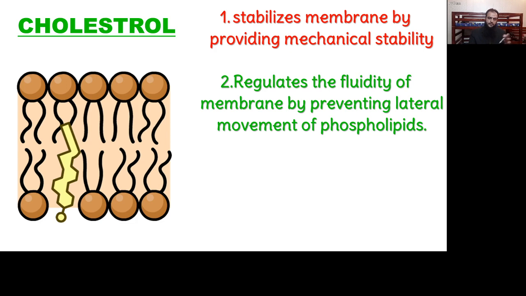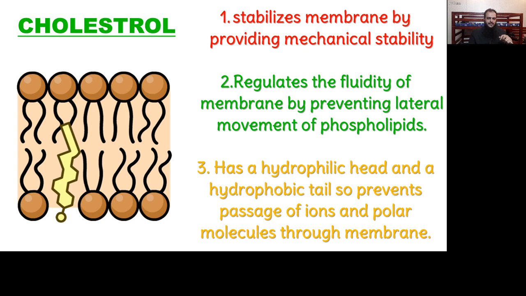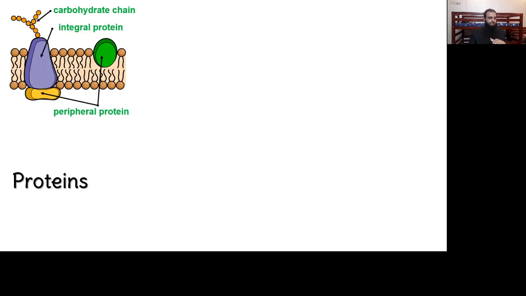Remember, I told you that the fluid mosaic model is called fluid mosaic, and the fluid part means that the phospholipid can move within the monolayer. So this is kept in a check and balance by the cholesterol. And the third point is it has a hydrophilic head that I alluded to earlier, and a hydrophobic tail, so it prevents the passage of ions and polar molecules through the membrane as the phospholipid bilayer does.